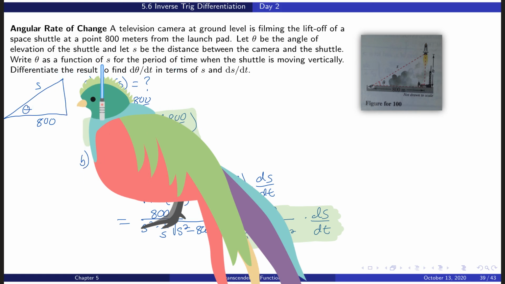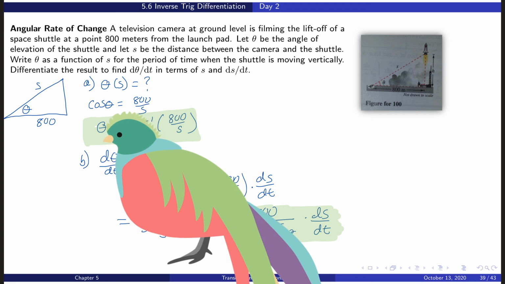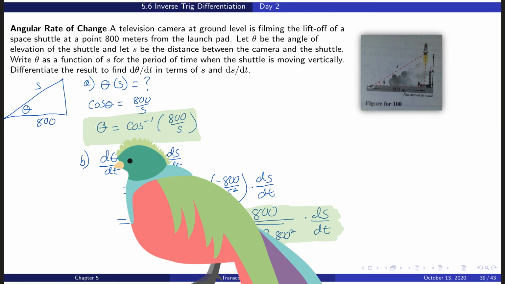Write theta as a function of s for the period of time when the shuttle is moving vertically. Differentiate the result to find d theta dt in terms of s and ds dt. So two things to do. Write theta as a function of s. Well, I have a right triangle here, so theta as a function of s isn't too bad. We have cosine, which is adjacent over hypotenuse, is 800 over s. So if I solve that for theta, we get theta is the inverse cosine of 800 over s.